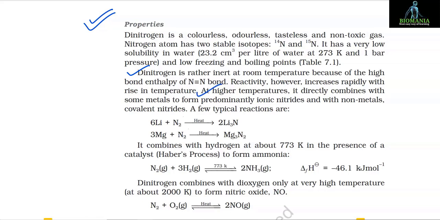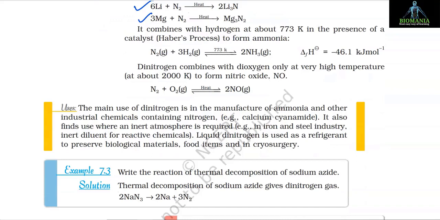At high temperatures, it directly combines with some metals to form predominantly ionic nitrides and with non-metals, covalent nitrides. A few typical reactions are 6Li + N2 on heating produces 2Li3N. 3Mg + N2 on heating produces Mg3N2. It combines with hydrogen at 773 Kelvin in the presence of a catalyst, Haber's process it is, to form ammonia. N2 + 3H2 at 773 Kelvin forms 2NH3, where delta H is minus 46.1 kJ per mole.